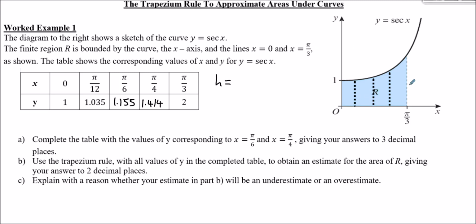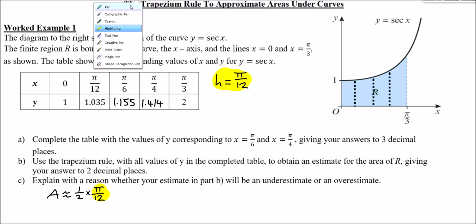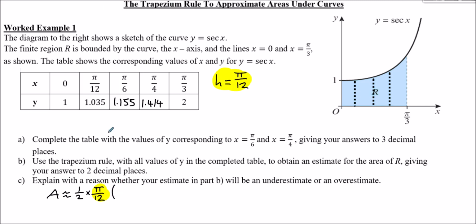So in our case, h is going to be the difference in between this bound and that bound. So it's just pi over 3 divided by how many strips. So because there's 4 strips, h is just pi over 12. So for b, the area is going to be half of h. So it's going to be, I'll write down the half explicitly so you can see where it's coming from. Half times pi over 12, so that's our h. And then we use the y values. So the first y value, y0, is just 1. The last one is 2.